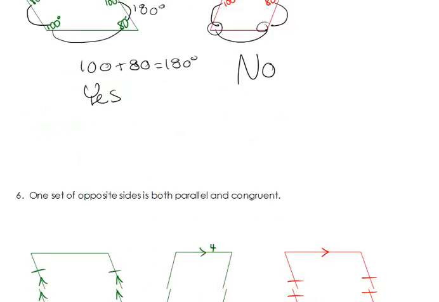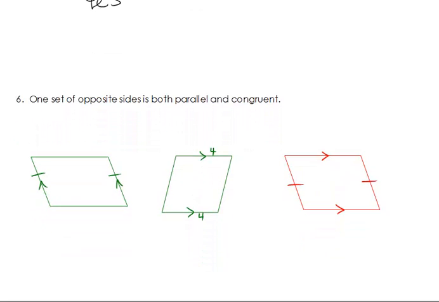The last property of a quadrilateral is that one set of opposite sides is both parallel and congruent. The critical part of this property is that one set of opposite sides. So if you look at the first example, this is the case. The left and the right side have the parallel markings, which are the little arrows, and then the congruent markings, which are the dashes. Because this one set of opposite sides has parallel and congruent, this matches the property.